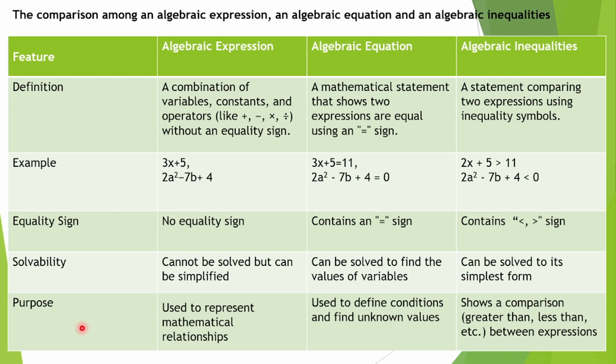The purpose of an algebraic expression is to represent a mathematical relationship, while an algebraic equation is used to define a condition and find unknown values, while algebraic inequalities show a comparison, greater than, less than, etc., between expressions. So all these were about algebra.